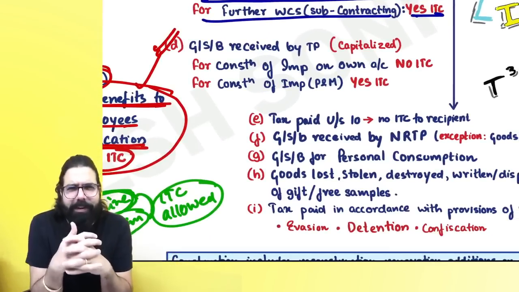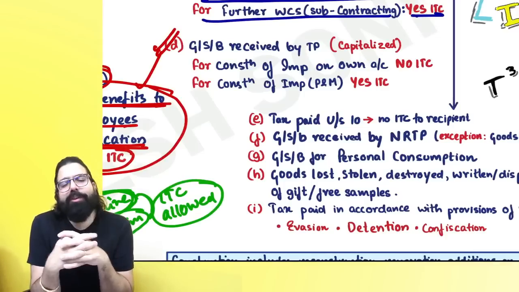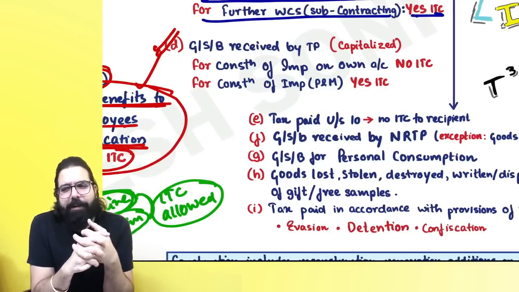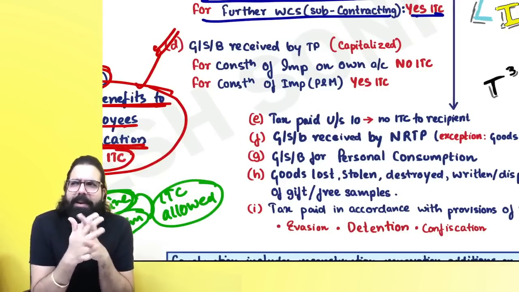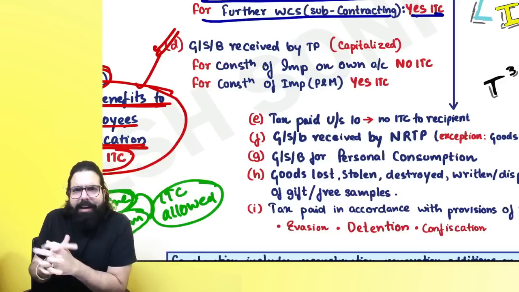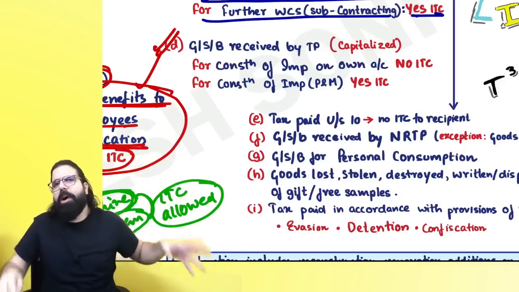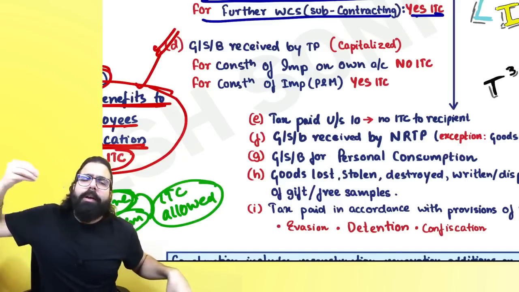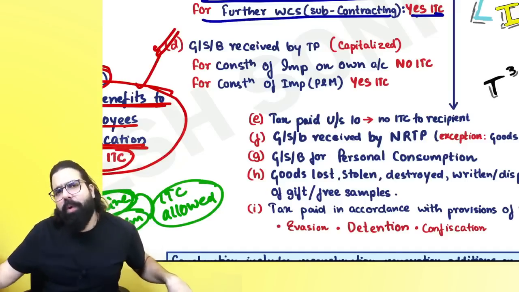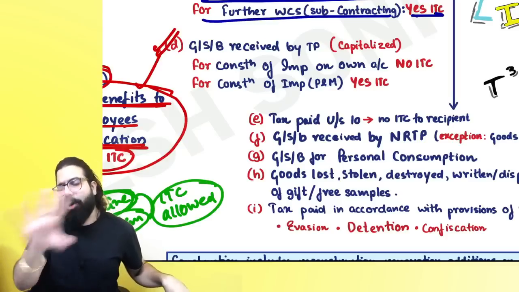He will go ahead and charge me GST. The works contractor will charge me GST, and I will not be able to take the ITC. I will buy the goods, take some architectural services, take some labor services and make my own building. The government told you: make your own building or take works contract service, you will not get the credit.